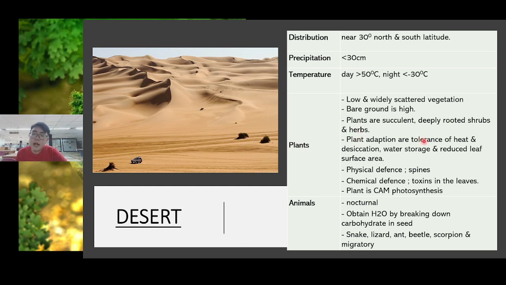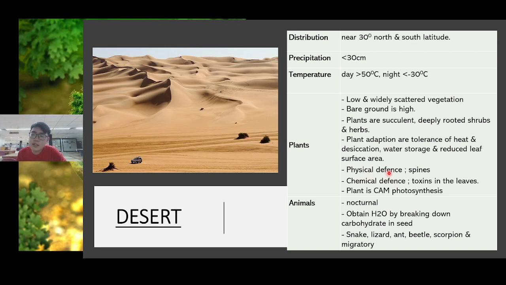Okay, the plant adaptations are tolerance of heat, so the plants must have tolerance to the heat and to desiccation. They have to store a lot of water and reduce the leaf surface area. So the plants in the sand normally have a very small leaf surface area. They are not like the tropical forest leaf, which is bigger in size. Normally the leaf of a plant in the desert is very small.